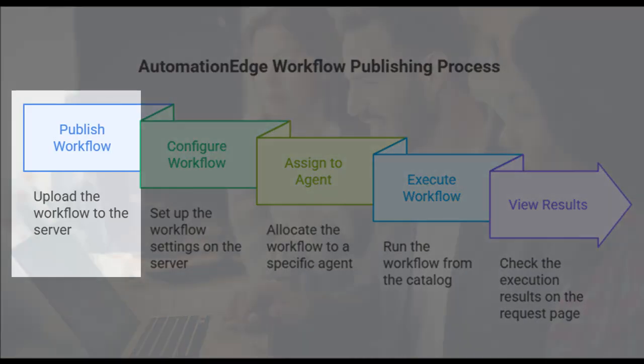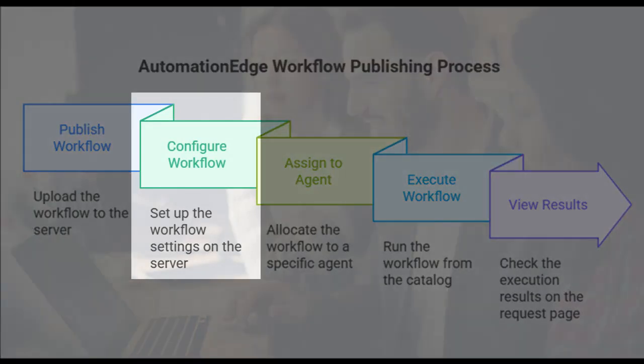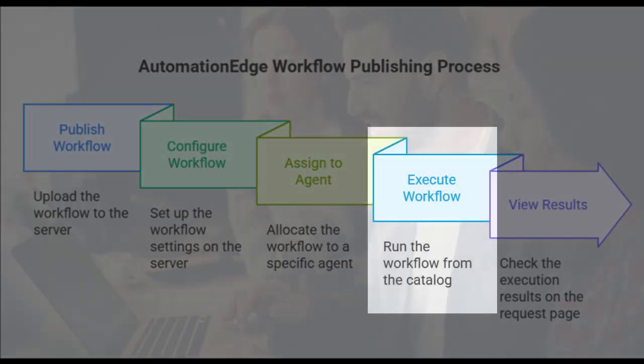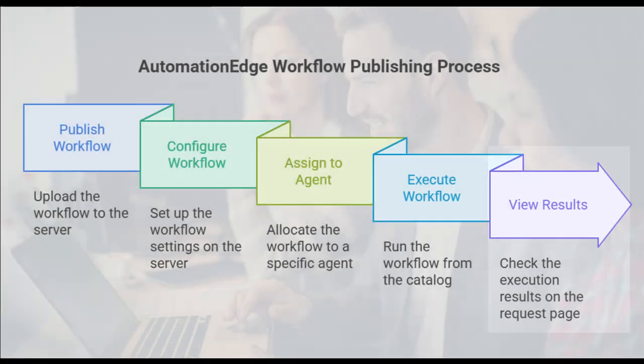In the first part of end-to-end deployment, we explored the process of publishing a workflow from the Process Studio to the AutomationEdge server. Now, let's delve into the second part of end-to-end deployment, which involves configuring the workflow on the server, assigning the workflow to an agent, executing the workflow from the catalog menu, and monitoring the execution result on the request page. Once the workflow has been successfully published from the Process Studio to the AutomationEdge server, we can proceed to log into the AutomationEdge server.